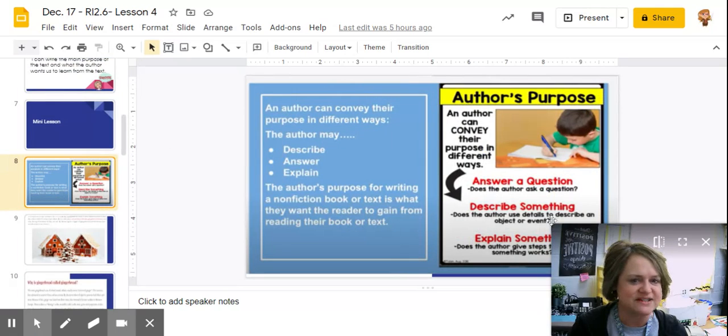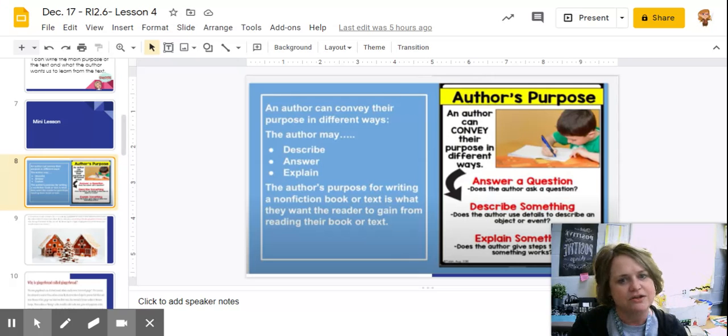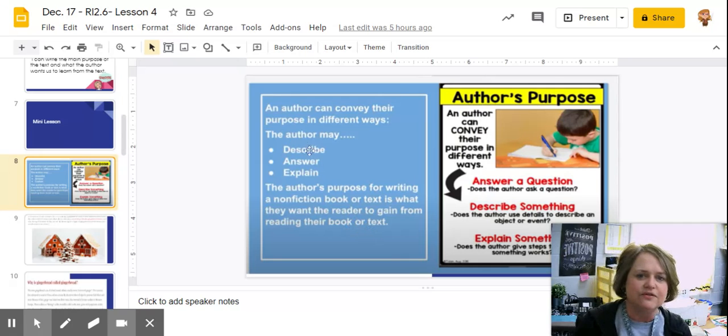So again, we have our same chart that we have been looking at all week. An author can convey the purpose in different ways. The author may want to describe something, answer something, or explain something. And we said when they want to explain something, that is the how to make something, how to do something. That is explain. The author's purpose for writing a nonfiction book or text is what they want the reader to gain from the reading. Also, don't forget, we can add to this chart inform. They are giving us information based on the reading.